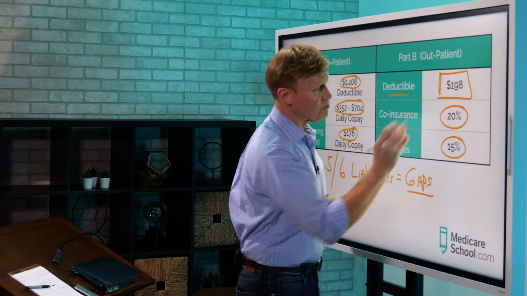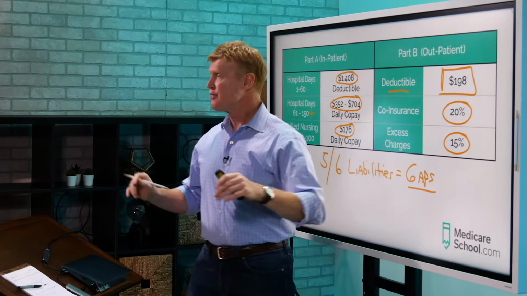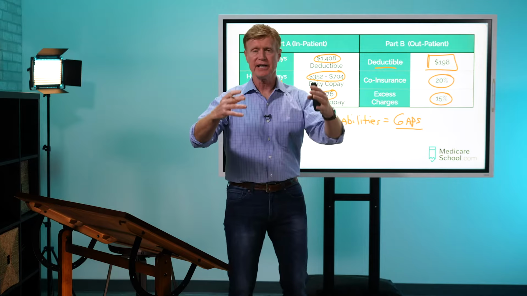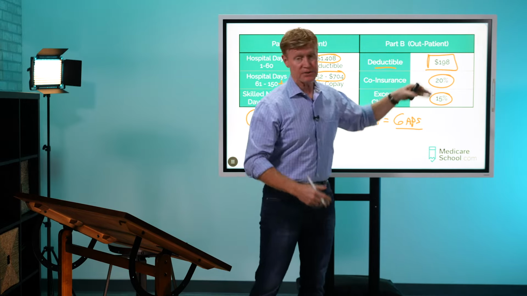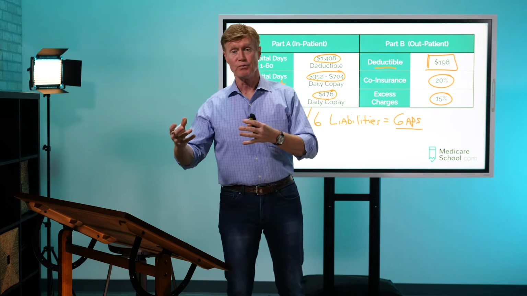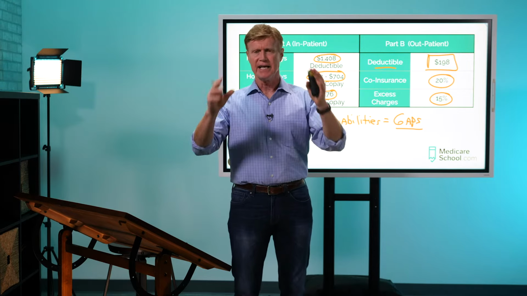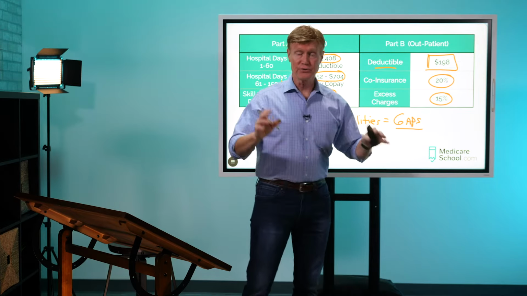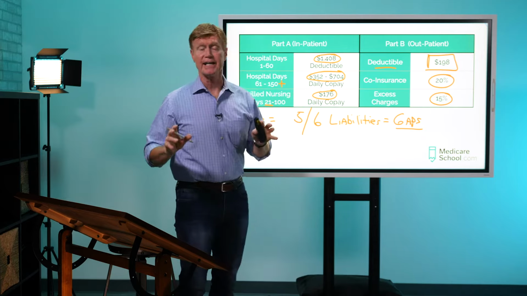Now this year in 2020, that is $198, which means if you have a G plan, the first $198 of anything on the outpatient side, anything billed to you, you'll pay. That could be a couple doctor visits. It could be maybe $198 of an MRI, $198 of cataract surgery, but the first $198 for the year is going to be your responsibility. Then after that, you truly have a full coverage plan. All right, and so that is the way the G plan is going to work.